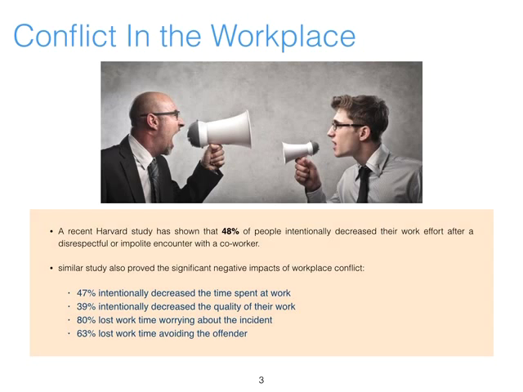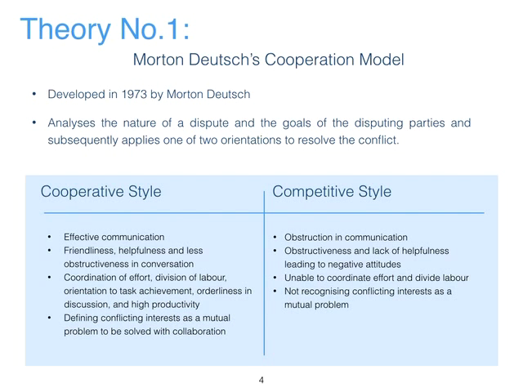The cooperation model was developed by Morton Deutsch. This model operates by analyzing the nature of a dispute and the goals of the disputing parties, and subsequently analyzes two orientations of resolution: cooperative and competitive. The cooperative style evokes an atmosphere of trust between the two disputing parties, and can often lead to a mutually beneficial settlement. Deutsch states that a cooperative orientation between two parties can facilitate constructive resolution of the conflict, with both parties participating in an honest and respectful manner.